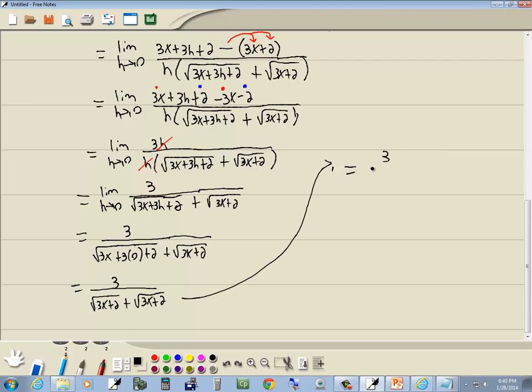Now, since those radicals are the same down in the denominator, we can add them together, in which case we'd add numbers in front of them. There's an invisible 1 here, an invisible 1 here. So this would be 3 over 2 square root of 3x plus 2. And that would be our answer.